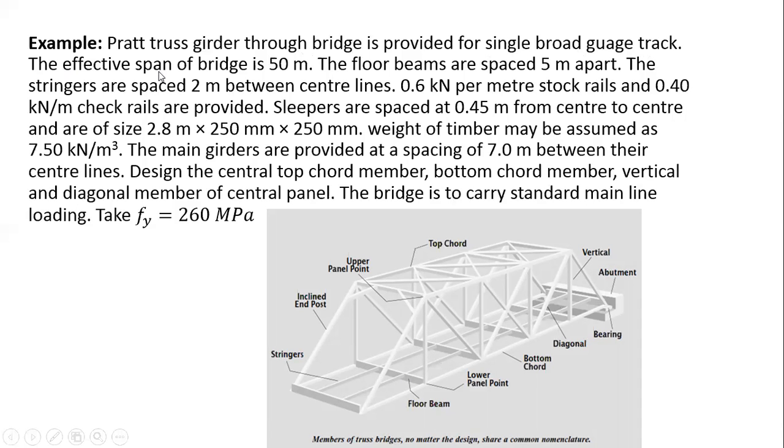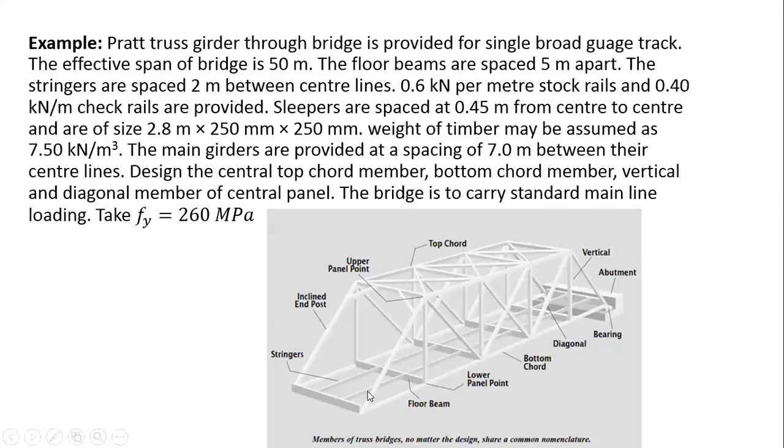The effective span of the bridge is 50 meters. So from here to here it is 50 meters. The floor beams are spaced 5 meters apart. So these are the floor beams here. These beams are spaced at a distance of 5 meters. The stringers are spaced 2 meters between center lines. And these are the stringers. These are resting on these floor beams. So the spacing between the stringers is 2 meters.